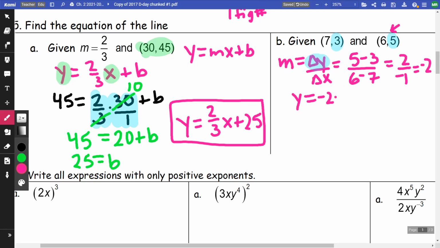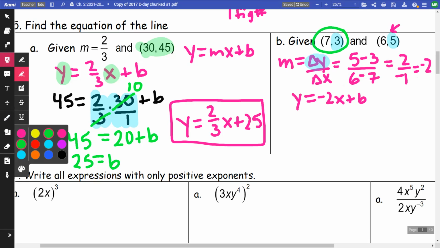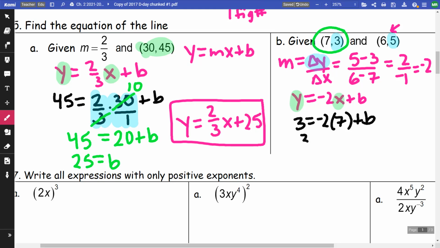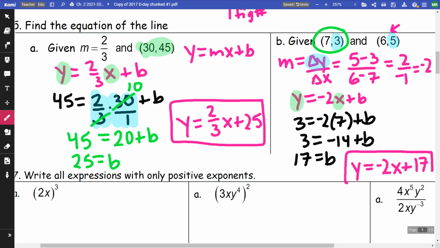So at this point, I've got y equals -2x plus b. And I'm going to use one or the other point. Let's say I use my 7, 3. Doesn't matter. Use one of the 2 points. And we're going to put it in for the y and for the x. So I am going to have 3 for my y equals -2 times 7 for my x plus b. So 3 is equal to -14 plus b. I'm going to add 14 to both sides, and I get 17 is equal to b. So my equation, y equals -2x plus 17. That's our equation.